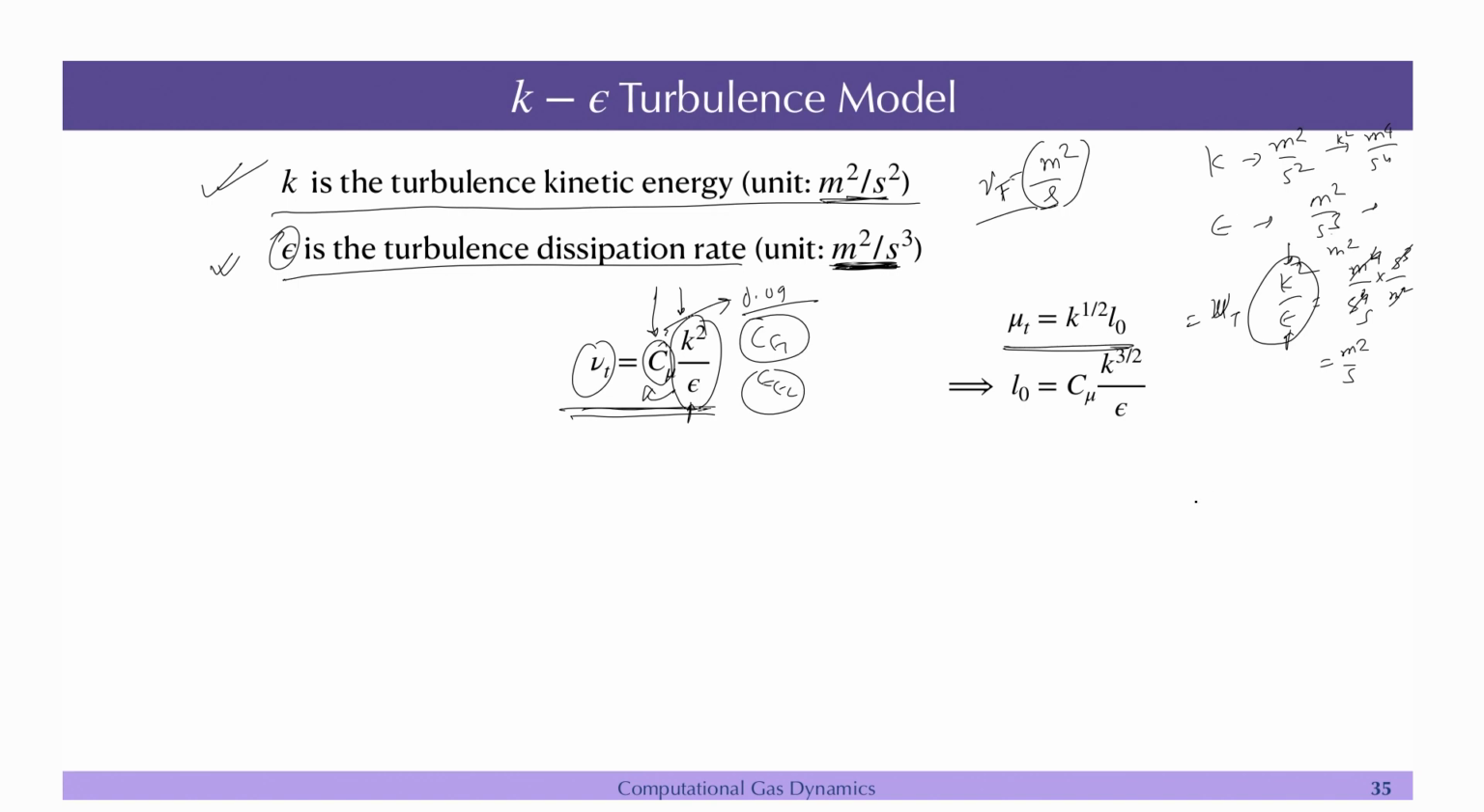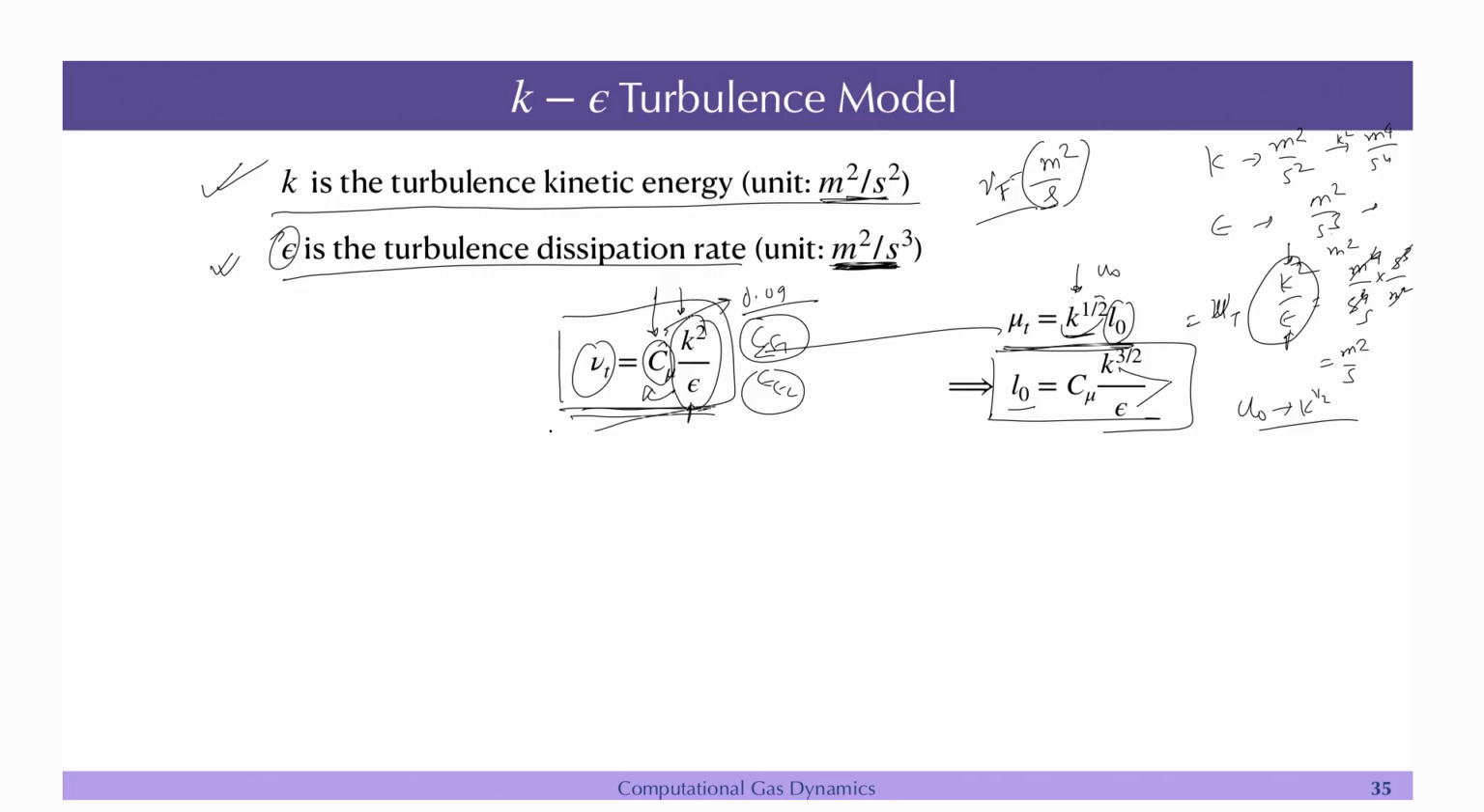So, once you fix this, you can also write in terms of the kinetic energy scale and the length scale, right. So, the velocity scale is k to the power half, and the length scale is L 0. If you reorganize these things, you can write L 0 equal to c mu k to the power 3 by 2 by epsilon, right. So, from both k and epsilon we get the length scale, and from the kinetic energy we get the velocity scale, u 0 is k to the power half. So, once you have both of these, you can get the viscosity using this formula.